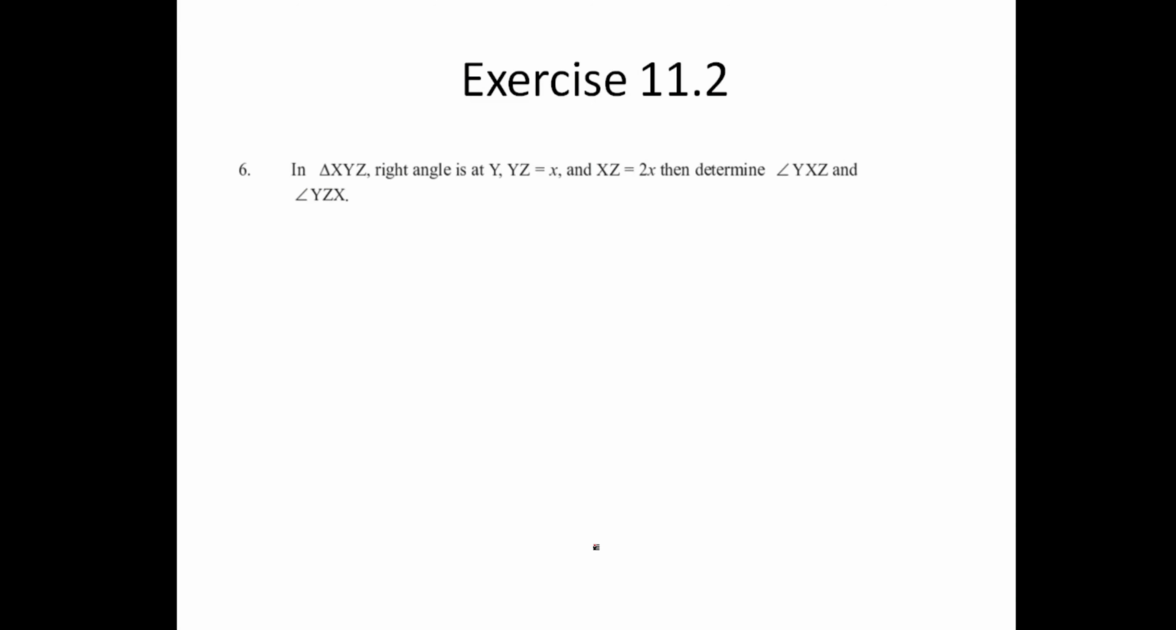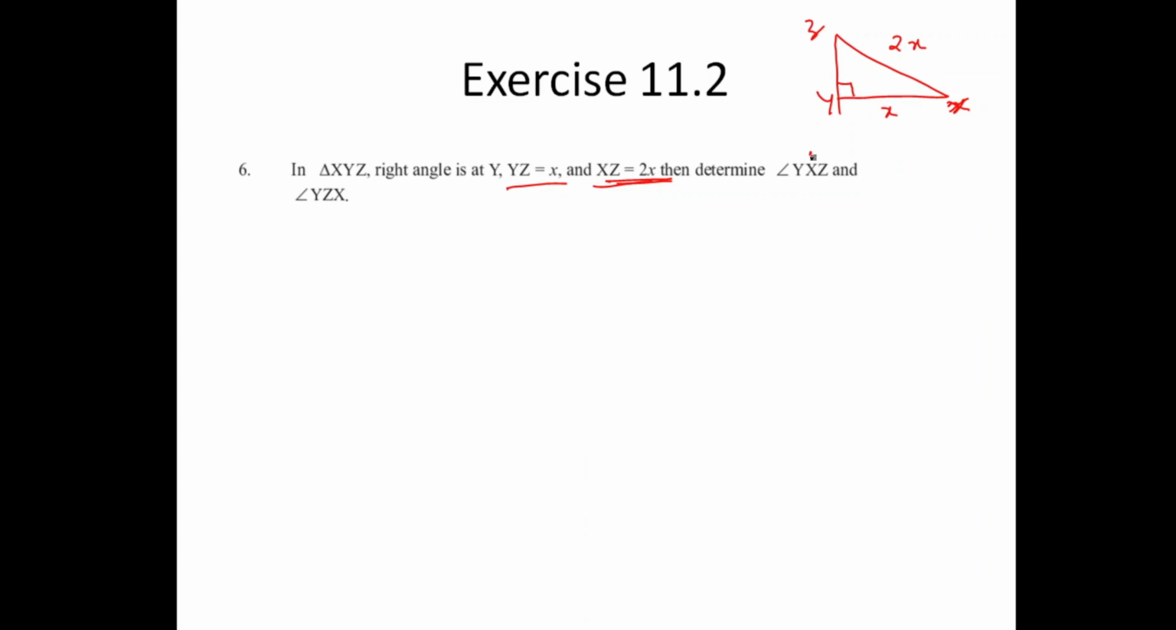You have a right angle at Y. Let me draw the triangle again. So it is a right angle at Y. Now here is Z. If I take this XY, its length is x. If I take this as XZ, its length is 2 times x. So this is what I understand from this one.